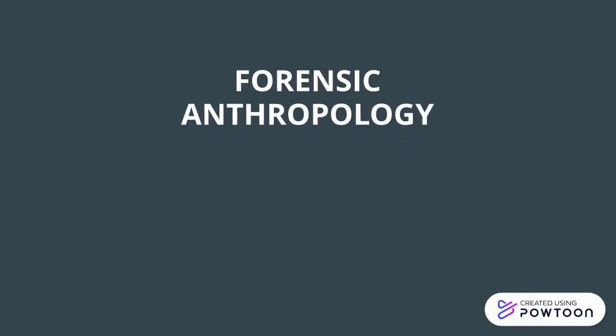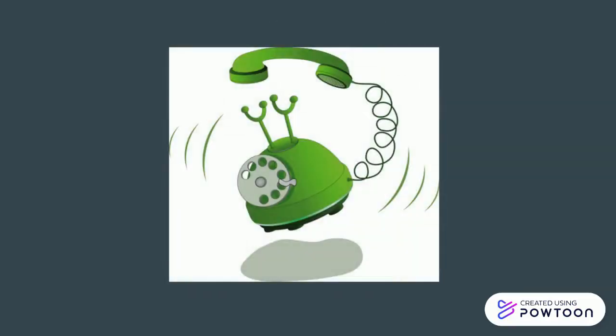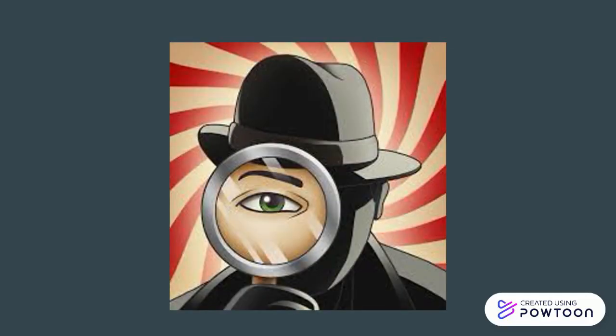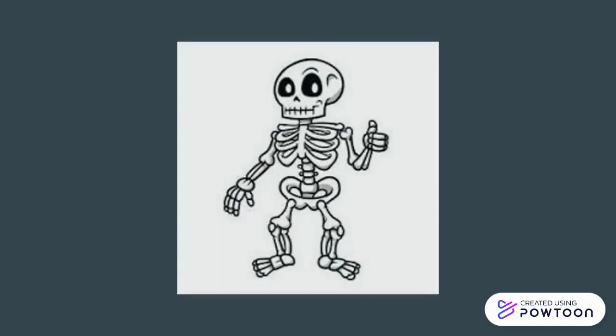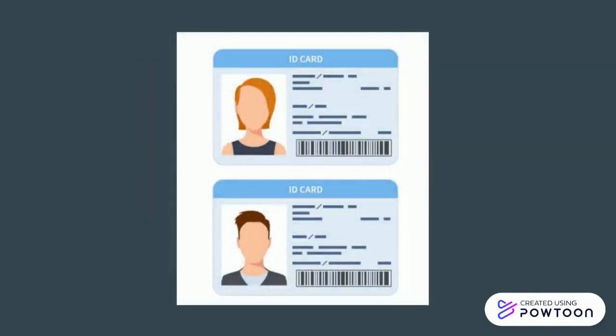Forensic anthropology was established in the 1940s as law enforcement agents began to call upon biological anthropologists to help them solve criminal cases. Forensic anthropologists closely analyze human bones to gather information on who the bones belong to, how long ago the person died, and how the person died. This information can then be used to help solve criminal cases.